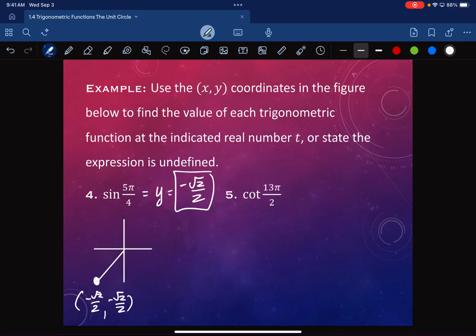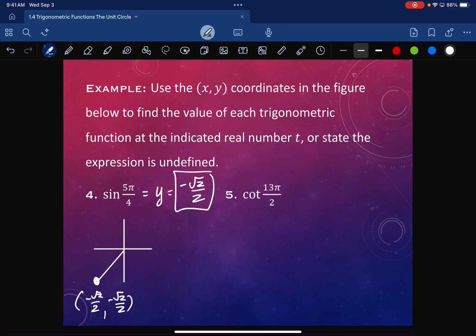I'm showing work because I want to make sure that you're all seeing it with me, since I'm not flipping back and forth between screens. But there's no work that has to be shown for this. You have to remember what goes with sine, which is y, and you have to be able to discern where you are in the unit circle. 13 pi over 2, however, is not on my unit circle.